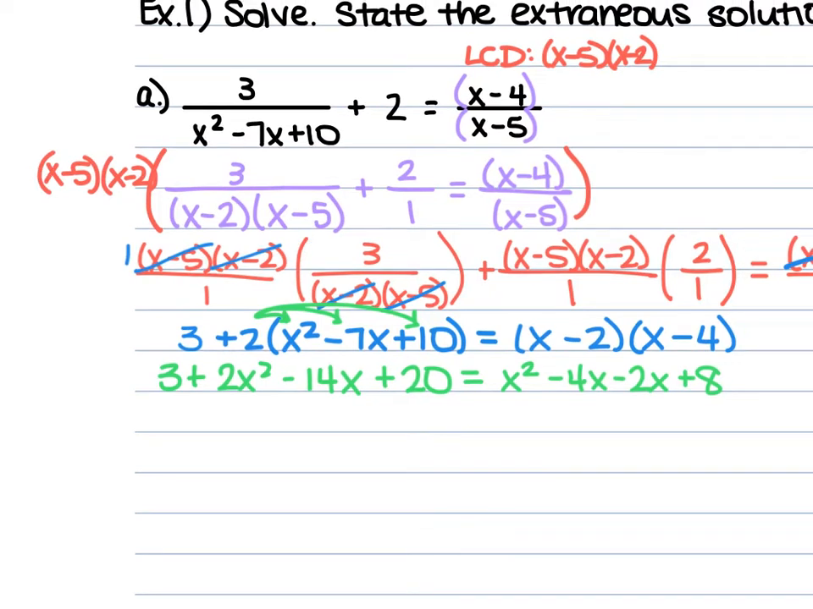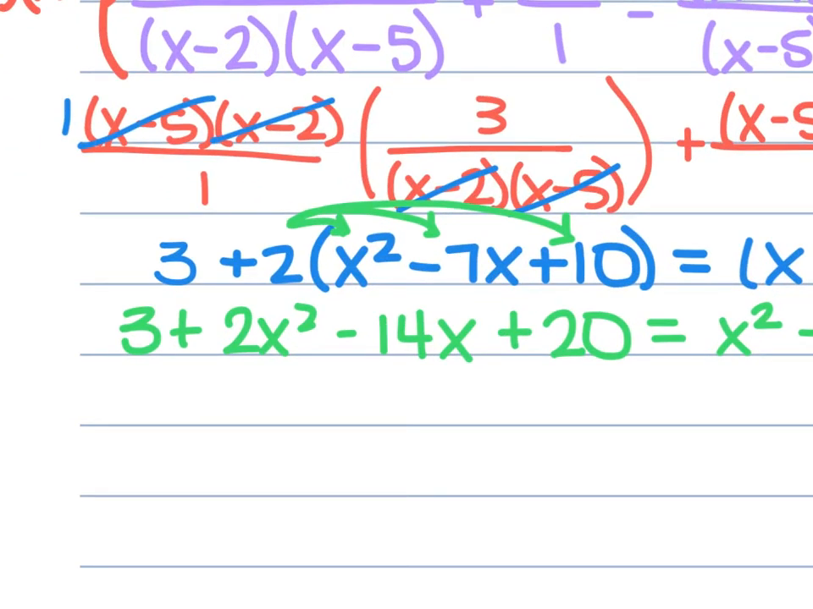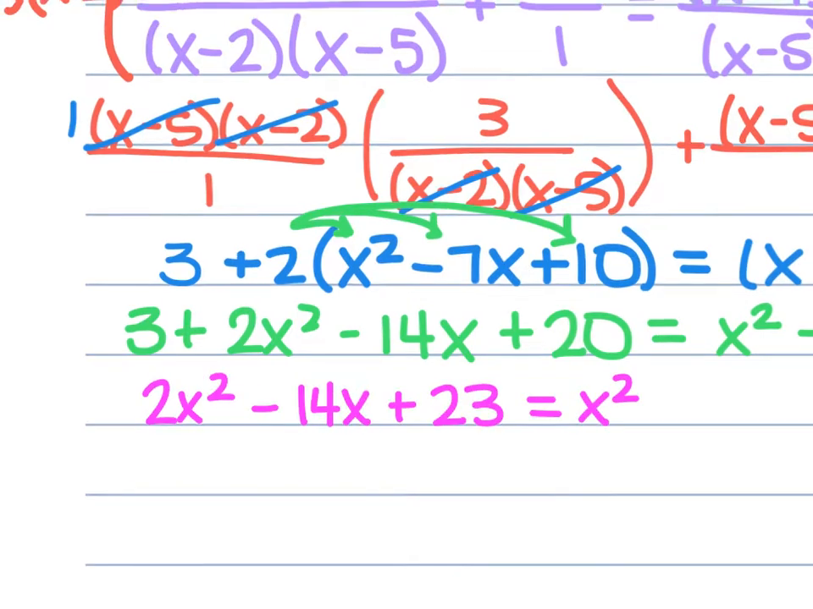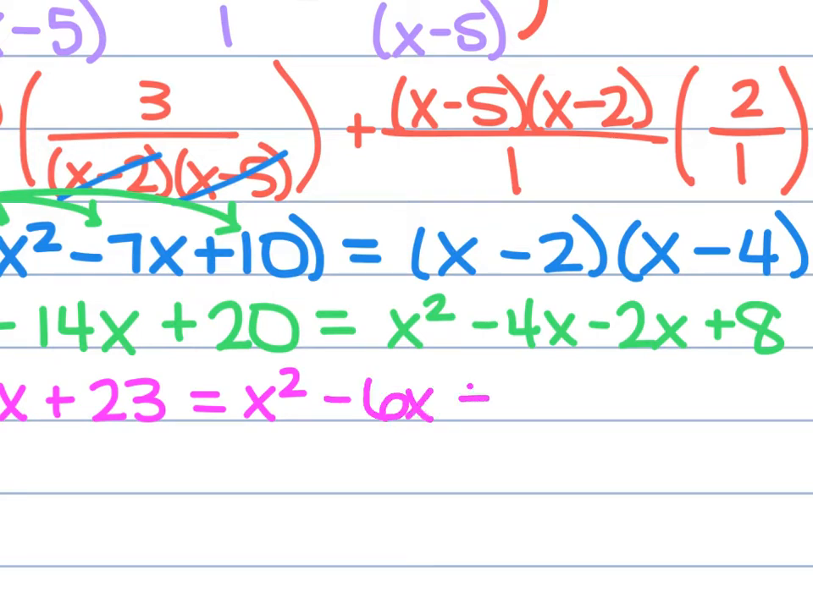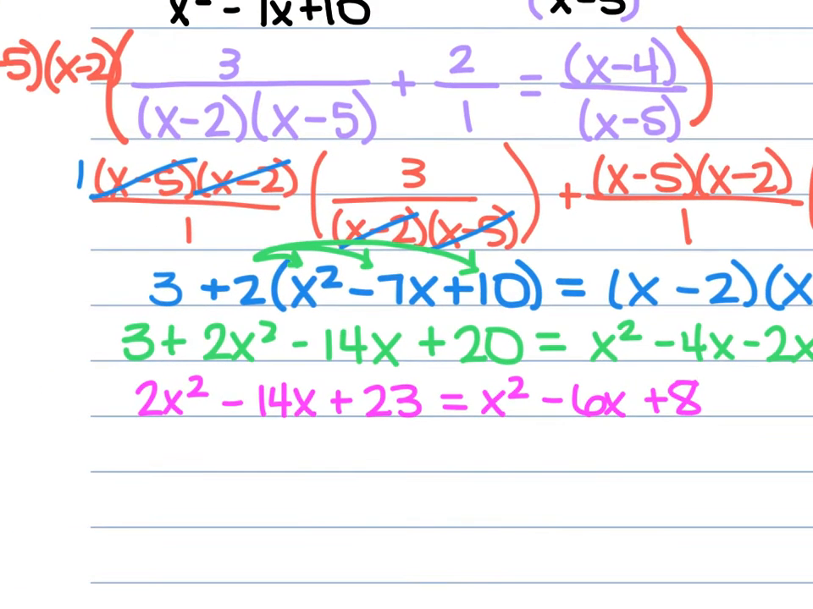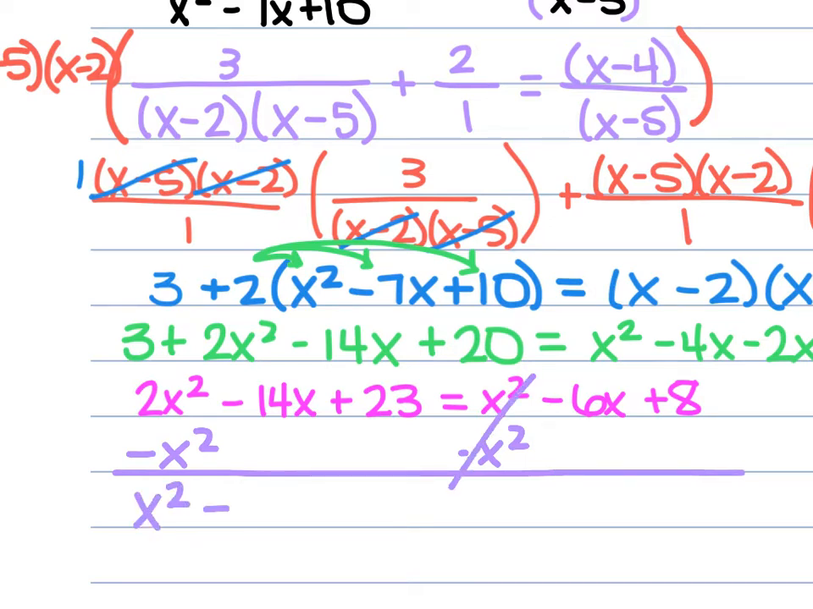So from here, we're going to combine our like terms on each side of the equal sign. And then we are going to get everything to one side so we can factor if we have an x squared. So we have 2x squared minus 14x plus 23 is equal to x squared minus 6x plus 8. So from here, we're going to move the x squared over by subtracting it from each side. We're going to have x squared minus 14x plus 23 is equal to negative 6x plus 8.